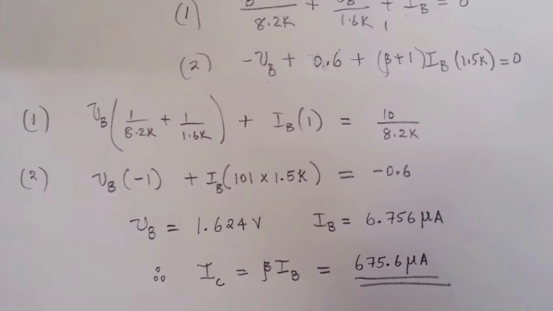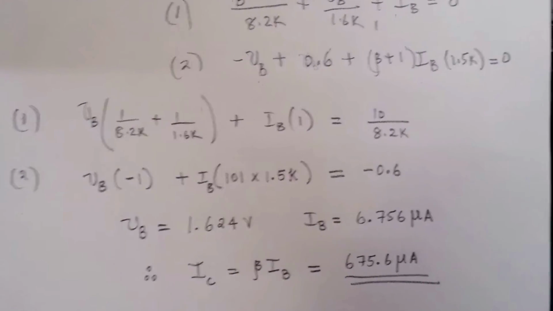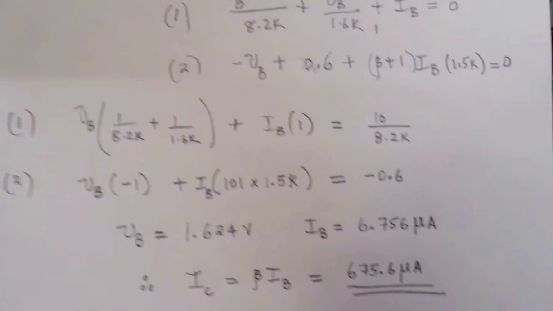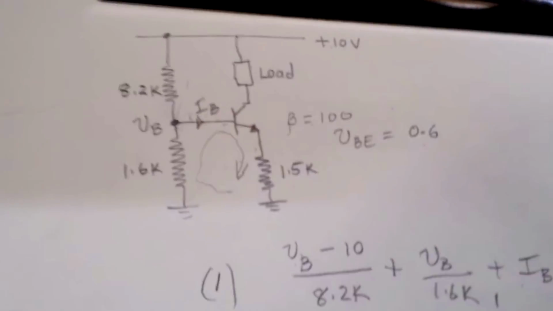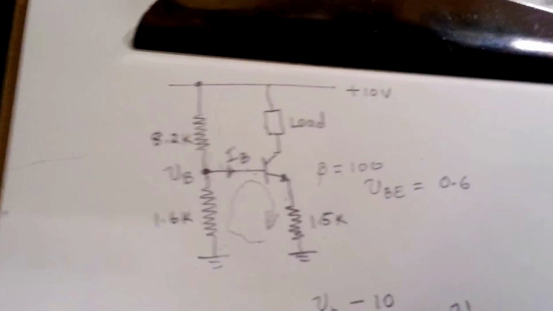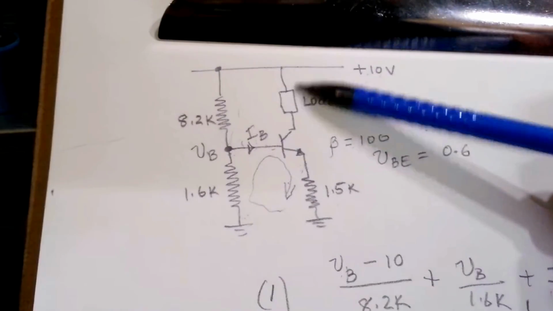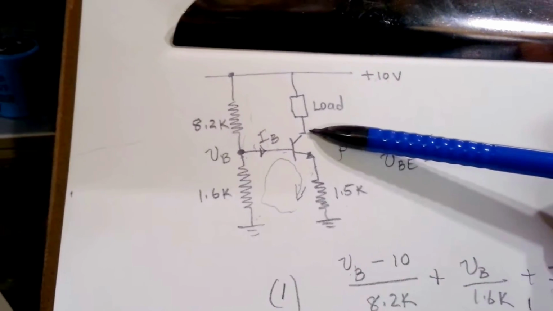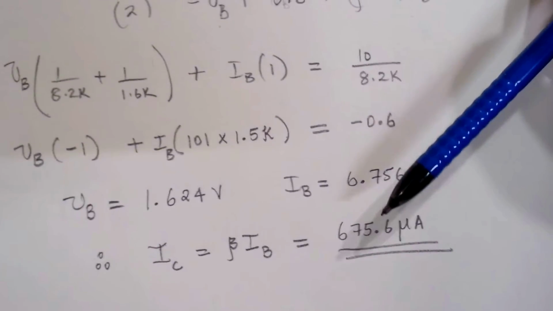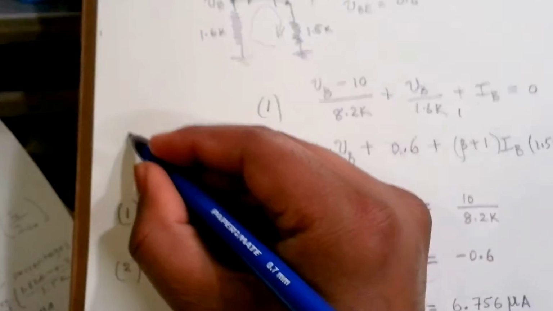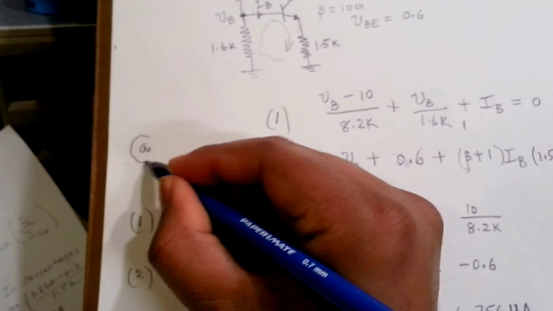And since we know IC is beta times IB, IC becomes 675.6 microamps. Therefore, the constant current passing through the load, which equates to the collector current we just found, is 675.6 microamps. So that's the solution for the A part of the question.